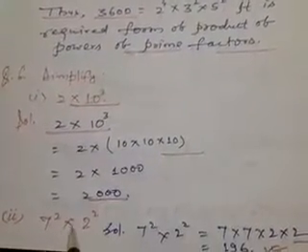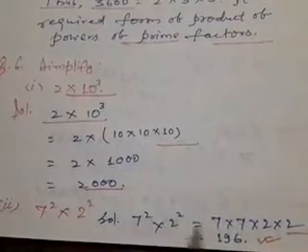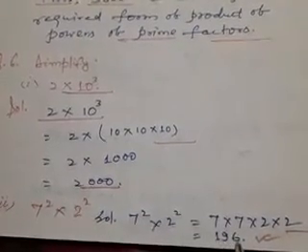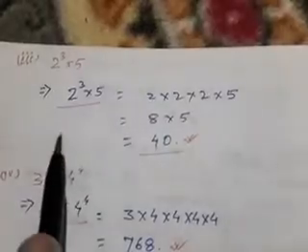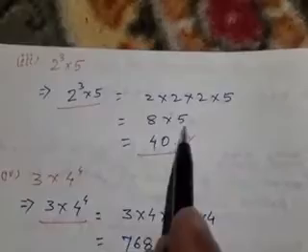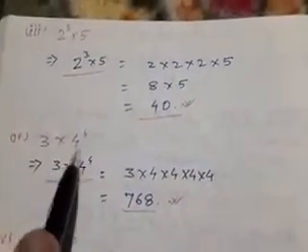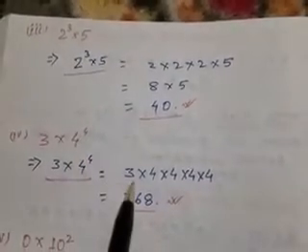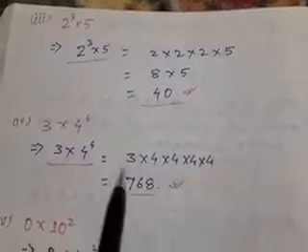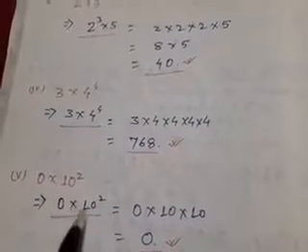Next is 7 square multiply 2 square. 7 square is equal to 7 multiply 7, multiply 2 square equal to 2 multiply 2. It becomes 196. Next is 2 cube multiply 5 is equal to 8 multiply 5 equal to 40. Next is 3 into 4 to the power 4. So we write 3 multiply 4 multiply 4 multiply 4 multiply 4, 4 times. It becomes 768.